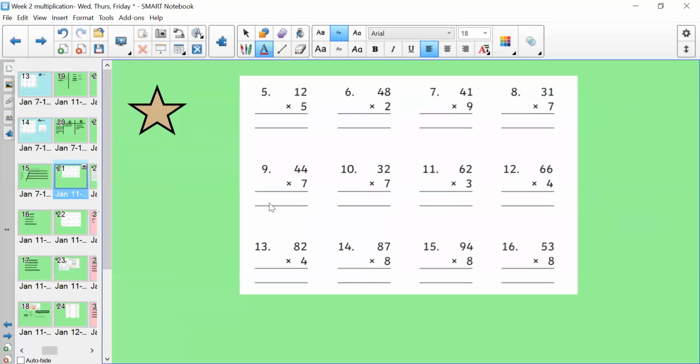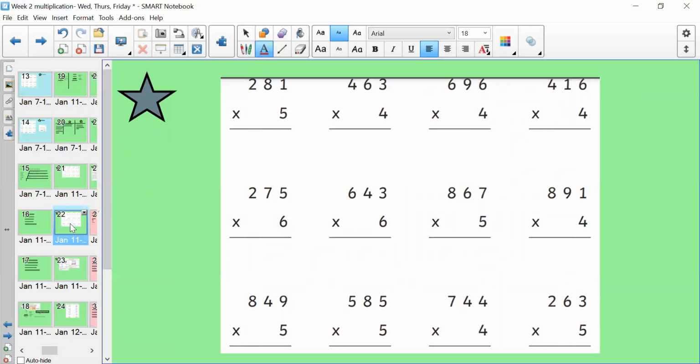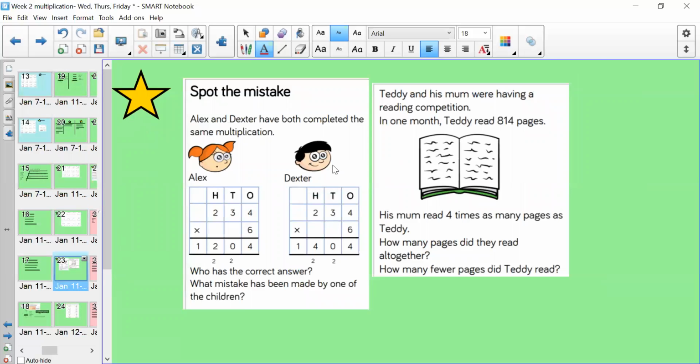So the bronze challenge will just be carrying on with 2-digit times 1-digit. So if you'd like to do the bronze, you can pause now. If you're going to do the silver, you can pause the video and do the silver now as well. And also remember, if you're not 100% sure, you just want to do a few, you could always do 4 or 5 of these and then move on to some gold challenges as well. So this is silver challenge, and then the gold challenge is 2 reasoning questions.